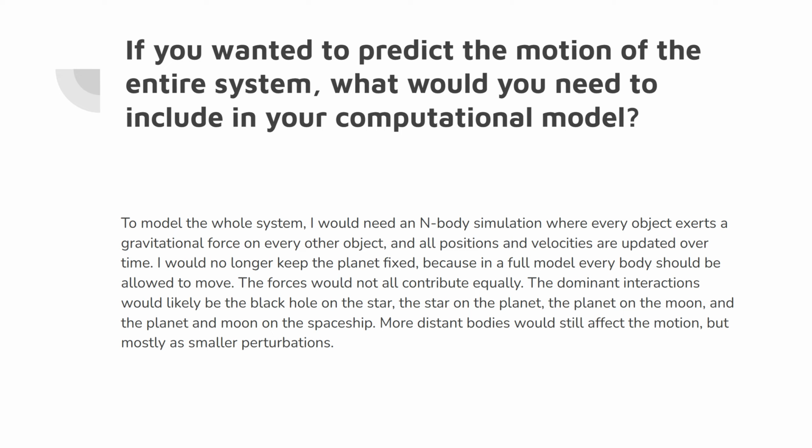The dominant interactions would likely be the black hole on the star, the star on the planet, the planet on the moon, and the planet and moon on the starship. More distant bodies would still affect the moon, but they would have a smaller effect.